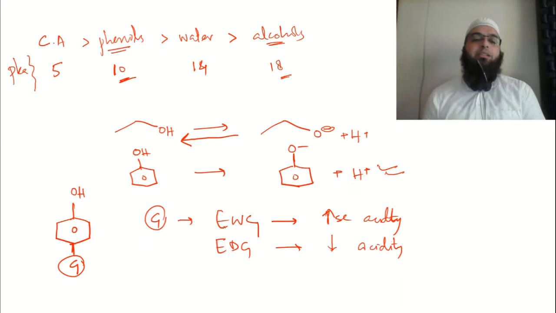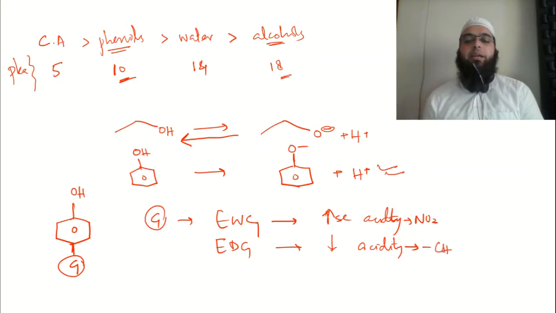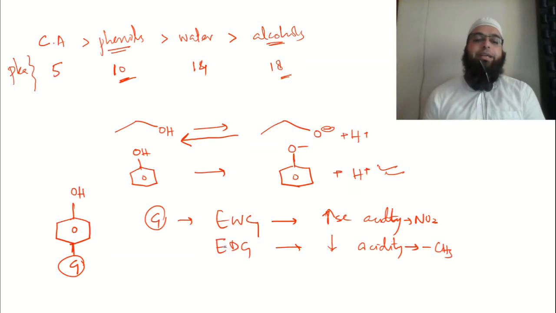For example, for an electron withdrawing group, we have the NO2 group. For an electron donating group, we have a methyl group, CH3. So CH3 group is going to decrease the acidity of the phenol, and an electron withdrawing group is going to increase the acidity of a phenol, because if we have an electron withdrawing group, it's going to pull the electron density of this ring towards itself. As a result, the electron density on this oxygen is decreased, which polarizes the oxygen hydrogen bond. As a result, its breakage is easy.